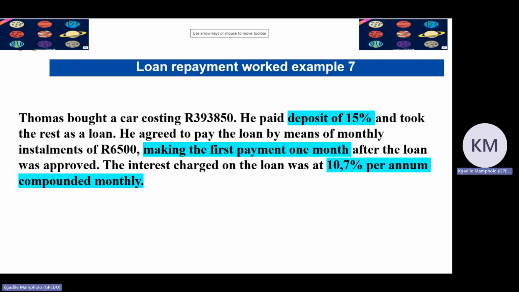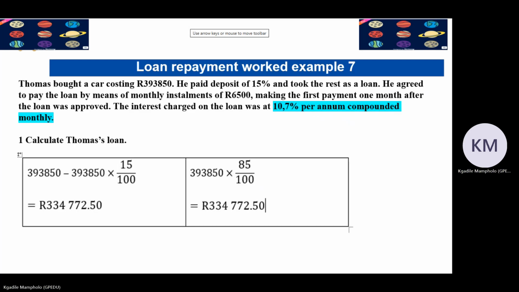As I said, the deposit must be subtracted from the amount to get the loan. Calculate Thomas' loan. You can just say 393,850 minus its 15%, or we can just say 100 minus 15 is 85. Then you say 393,850 times 85 over 100, and you get the same answer.